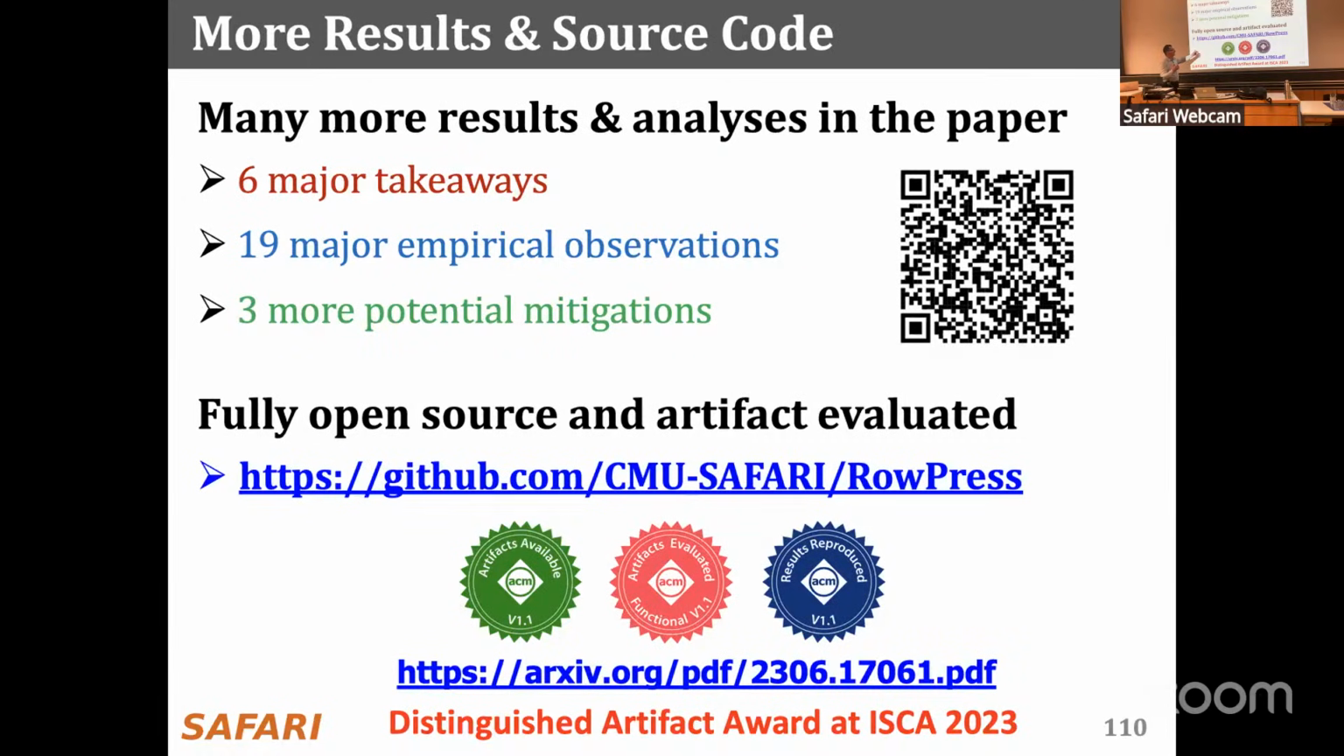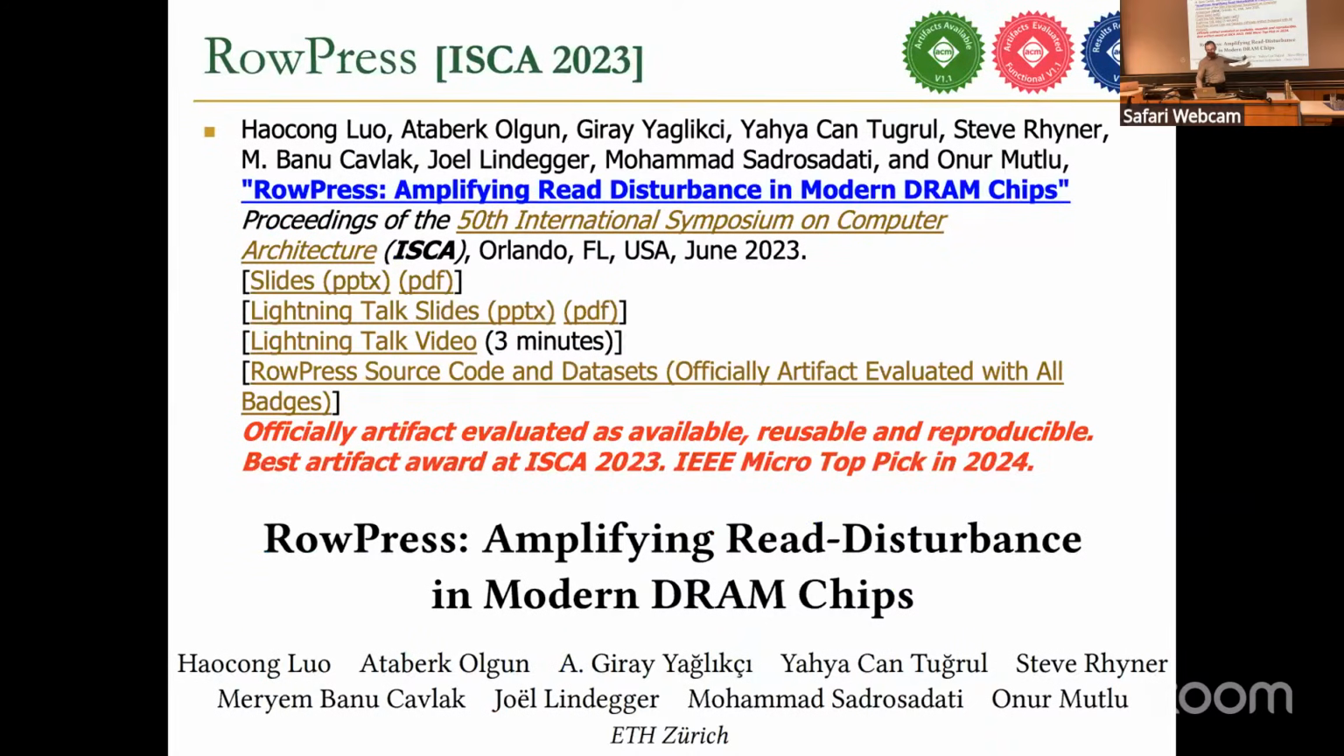You can find it. People have replicated these results both in industry and academia. They've actually built attacks on top of RowPress. There are RowPress attacks that combine RowPress and RowHammer, full attacks, and they also propose solutions, etc. This got the Distinguished Artifact Award at ISCA, so it's a nice artifact as well. It was also an IEEE micro top pick.